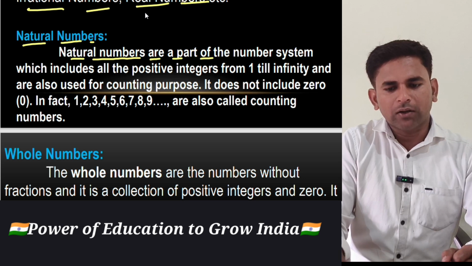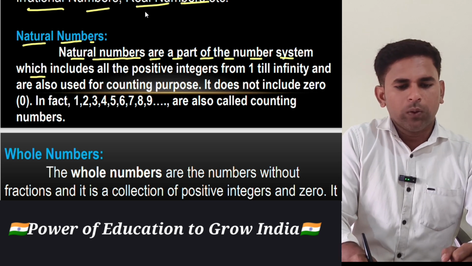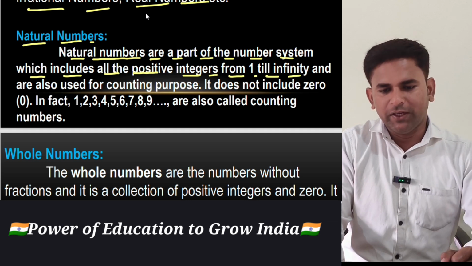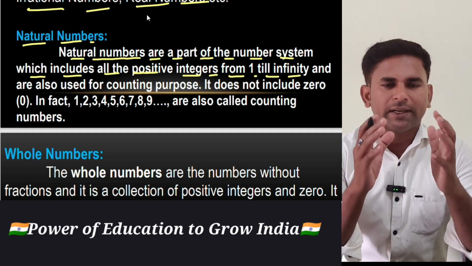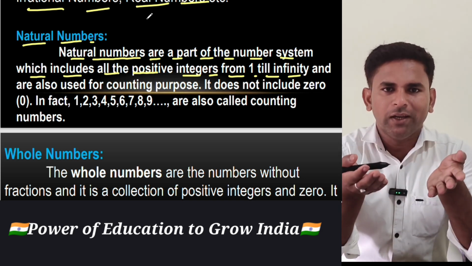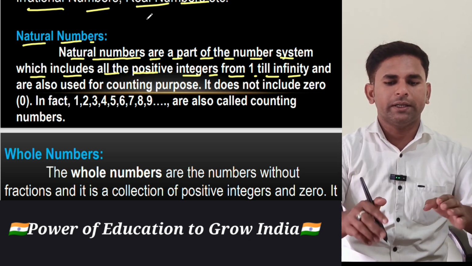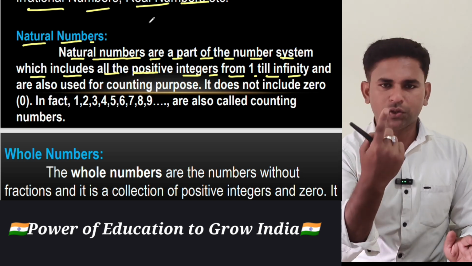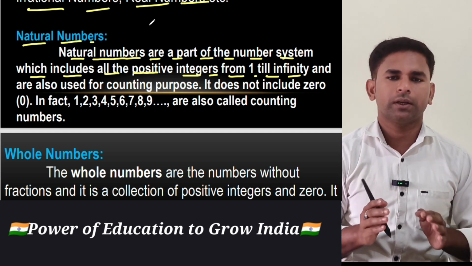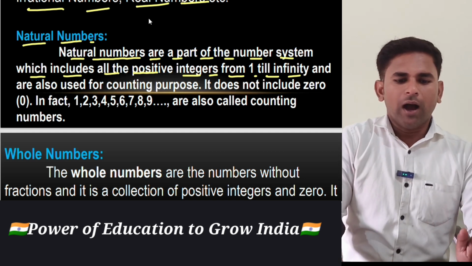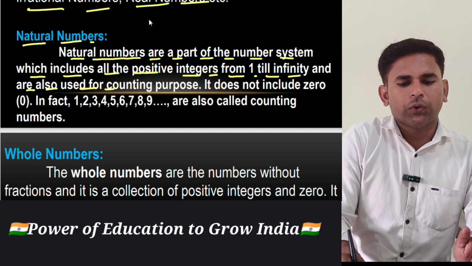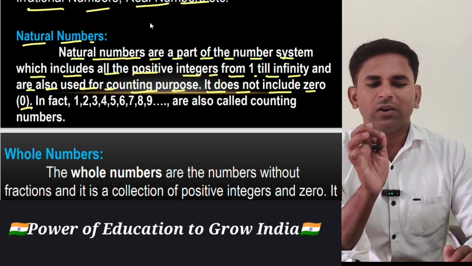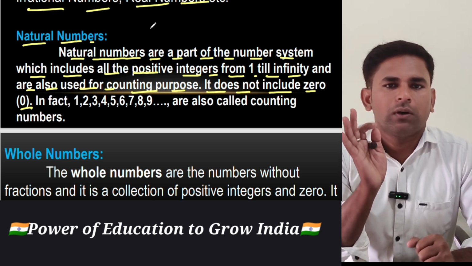Natural numbers are a part of the number system which includes all the positive integers from 1 till infinity. Natural numbers are basically defined here as positive integers, from 1 to infinity, but they should be positive. Do remember this. After that, they are also used for counting purposes. It does not include 0. 0 will not be included in natural numbers.